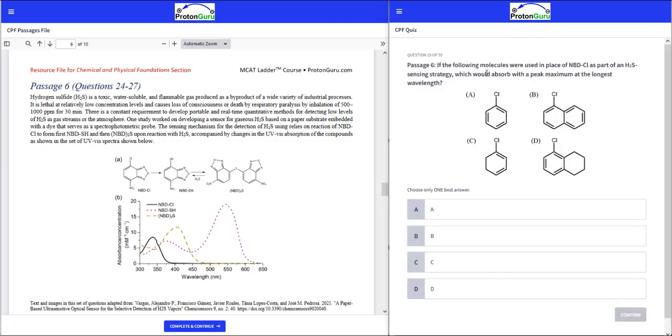The next question asks us if the following were used in place of NBD chlorine as part of the H2S sensing strategy, which would absorb with a peak maximum at the longest wavelength. And they're referring to this type of experiment where you're looking at the absorbance versus the wavelength. This is an ultraviolet visible spectrum, UV-vis spectrum. So longest wavelength. Remember that the longest wavelength corresponds to the lowest energy.